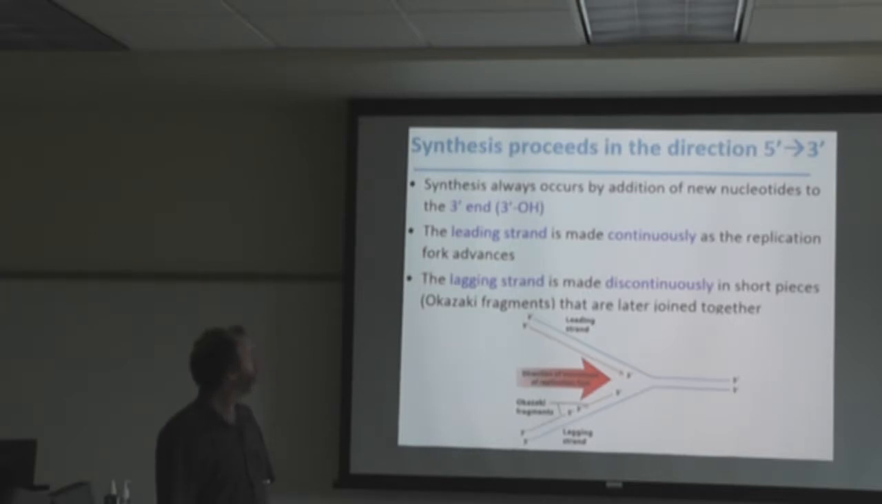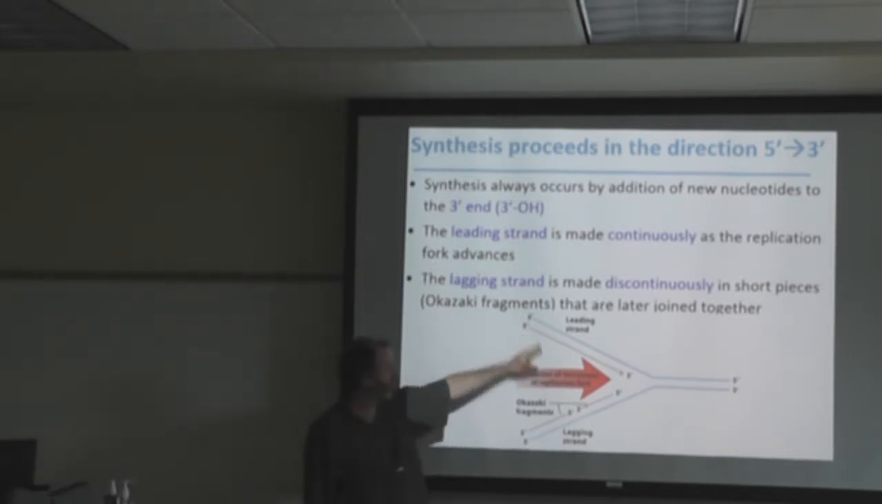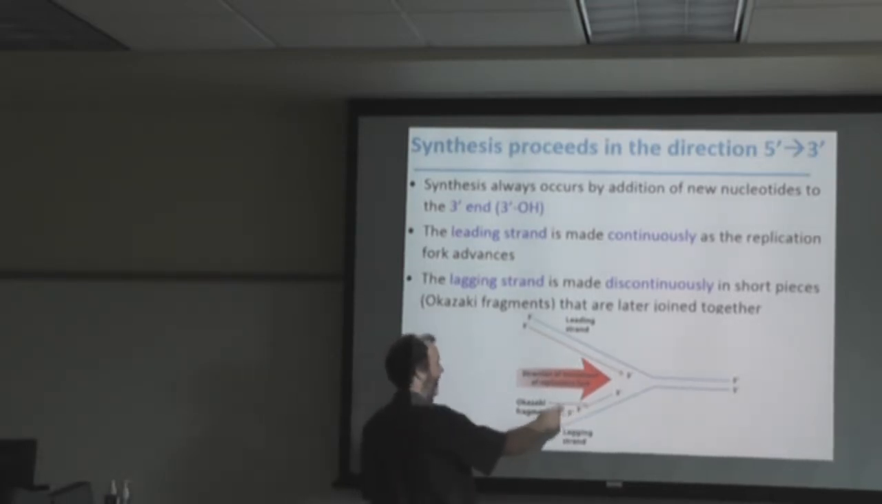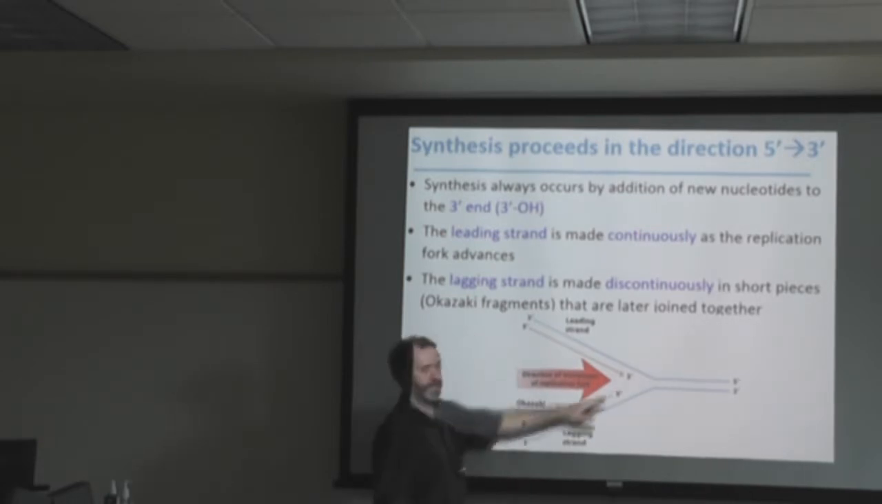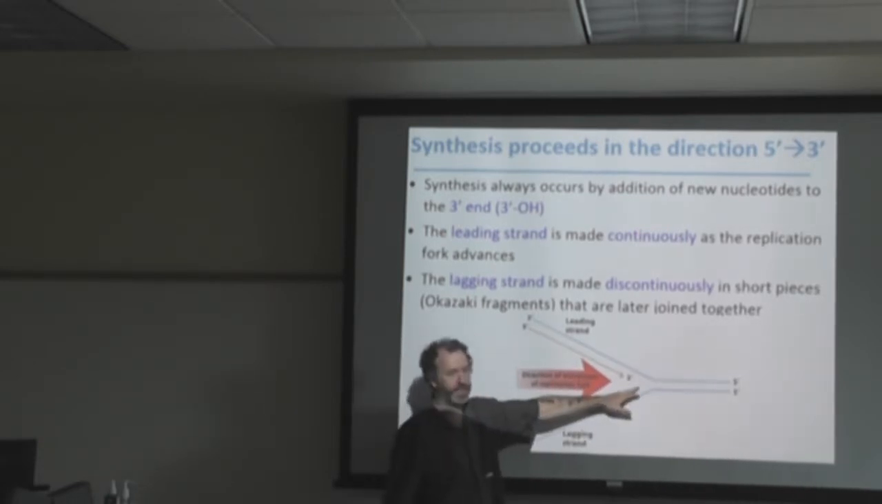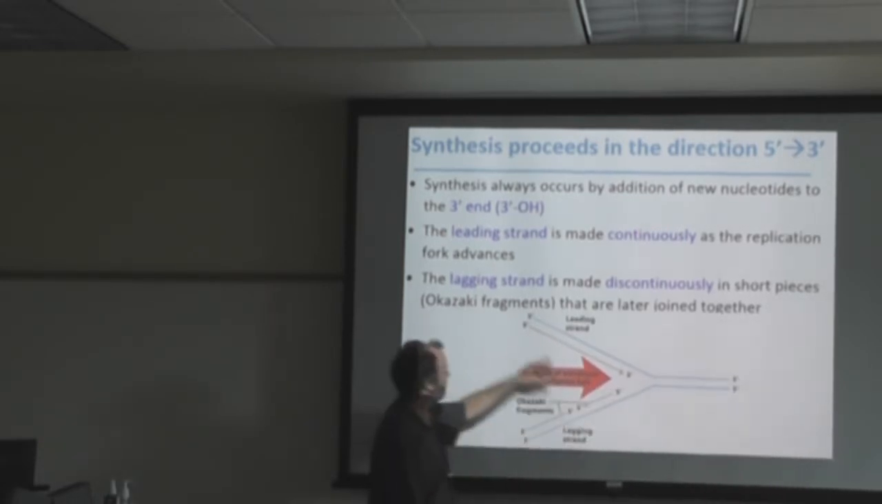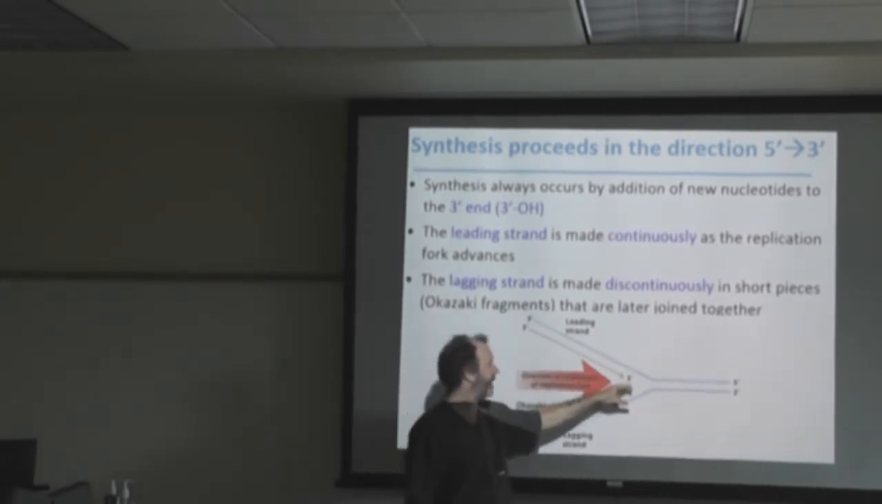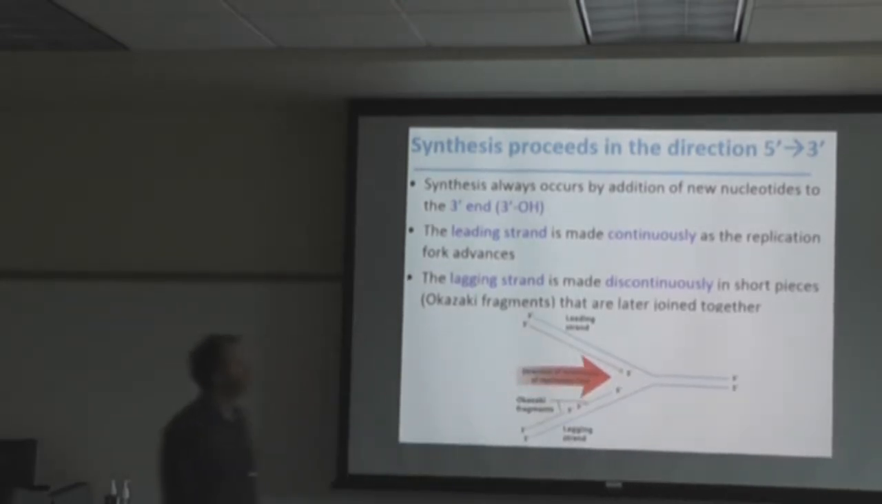But oh well. And it proceeds in a 5' to 3' direction. So the leading strand is made continuously. We already discussed the lagging strand is made in fragments, because it has to be made 3' to 5', so it has to constantly start new fragments at the replication fork, whereas the leading strand can be made continuously 5' to 3'.